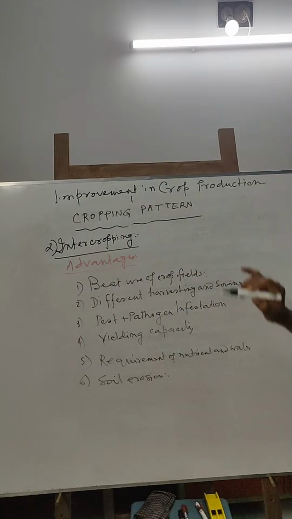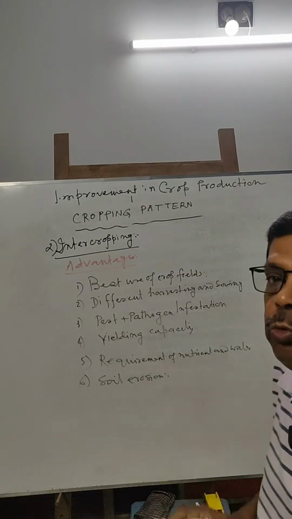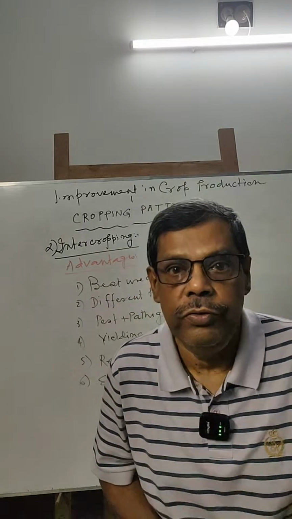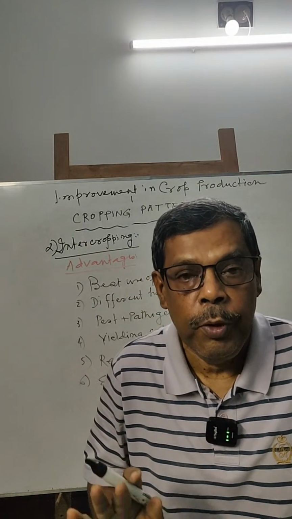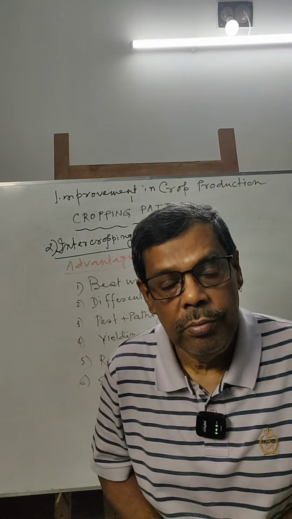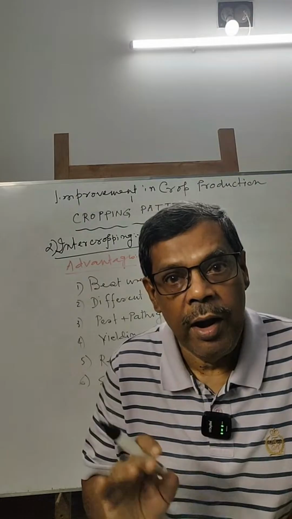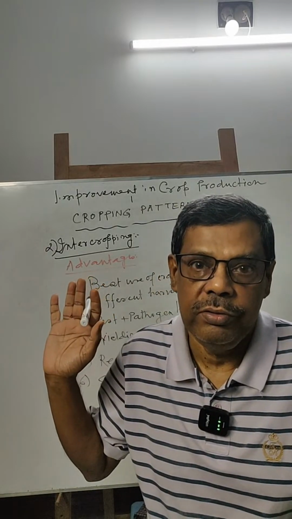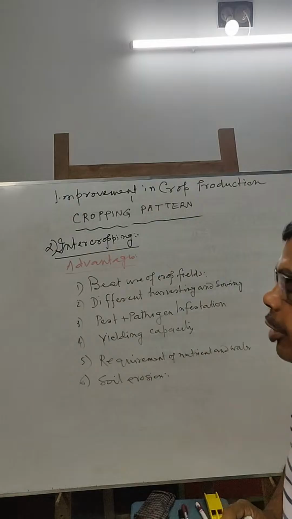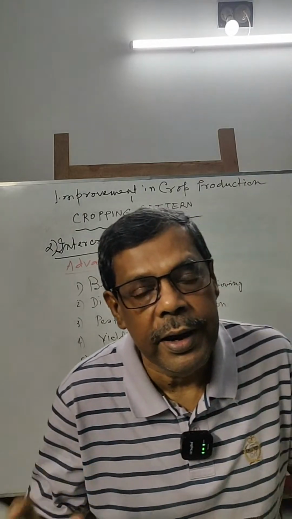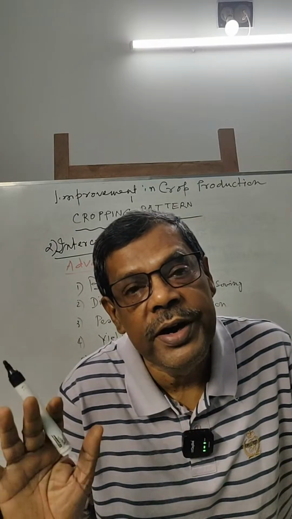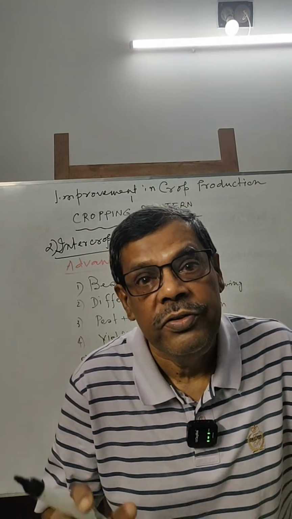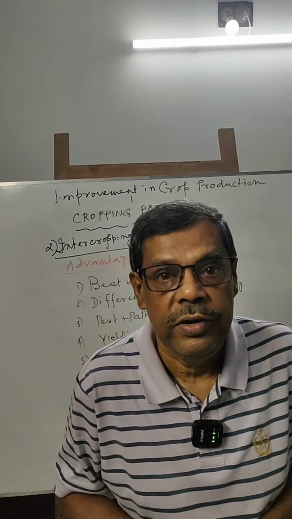First, best use of crop fields. It is the method which makes best use of crop fields, because proper utilization of nutrient and water from different layers of the soil takes place by this process. Next, different harvesting and sowing time. It has different harvesting and sowing time of different individual plants or different series of strips or rows of plants.